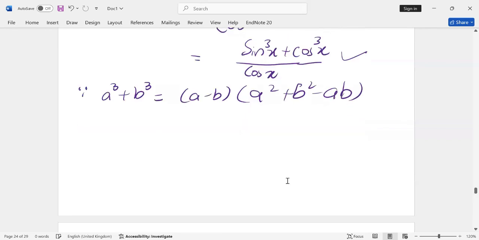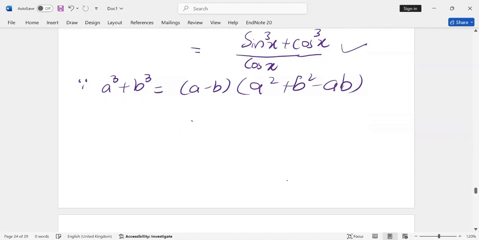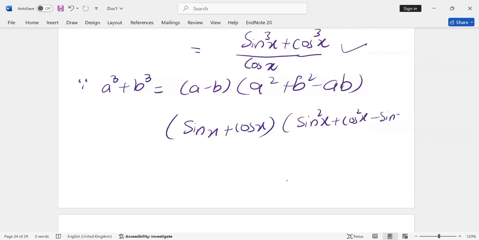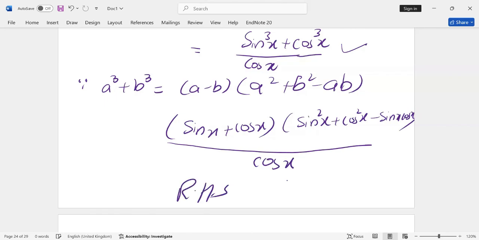All right. So we have sine x plus cos x, and we have sine square x plus cos square x minus sine x cos x, and the whole is divided by cos x. All right. So this is the right hand side that we have to find, as you can see over there.